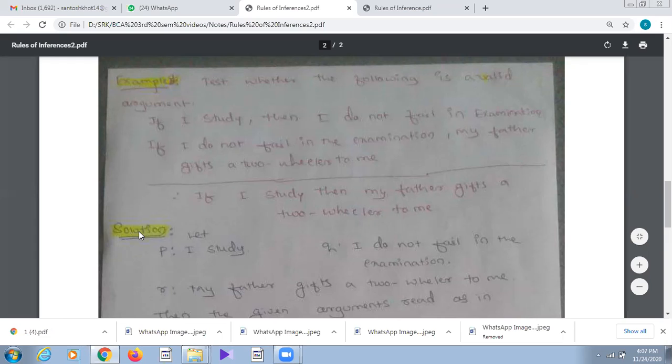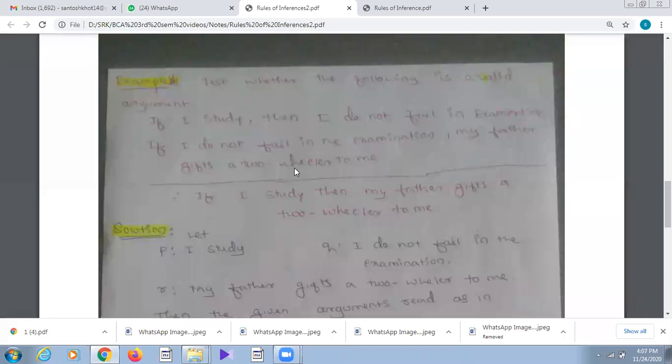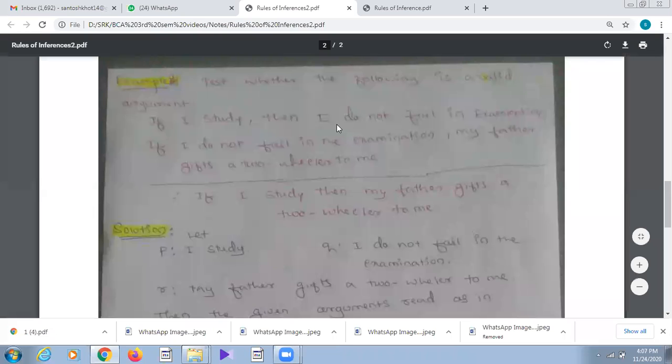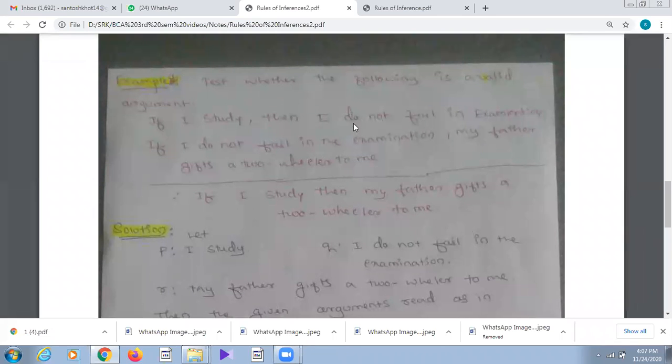So here we have to identify the primary statements. This is a very different type of problem. A lot of students will be confused about this problem, because here "I do not fail in the examination" is there. So most students will take this as negation Q, like negation P or negation R. But that is not a negation.